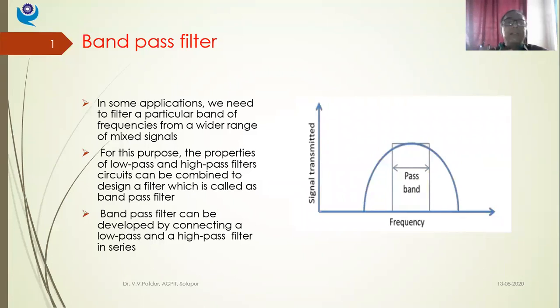Now next type is band pass filter. Now sometimes my requirements are such that I am not interested in lower frequency band. I am not interested in higher frequency band, but I am interested only in the band between this high frequency and low frequency. So as you can see in the sketch, this is the signal that is transmitted in the frequency. So I'm not interested in this lower frequency band. I'm not interested in the higher frequency band, but still that signal is coming continuously.